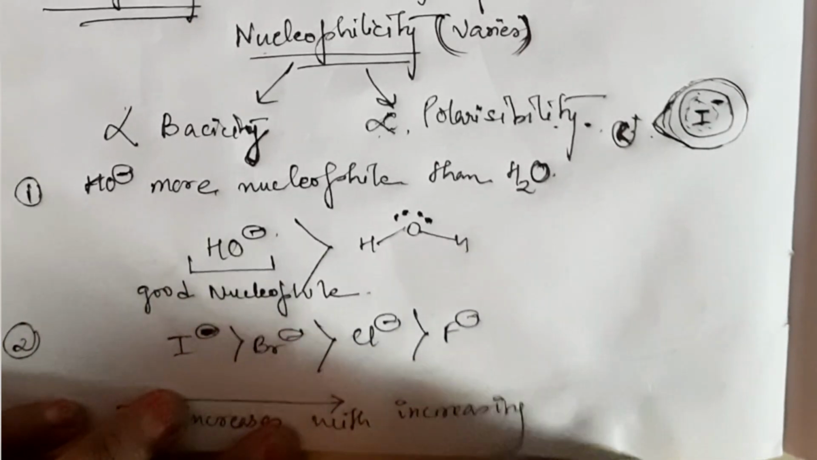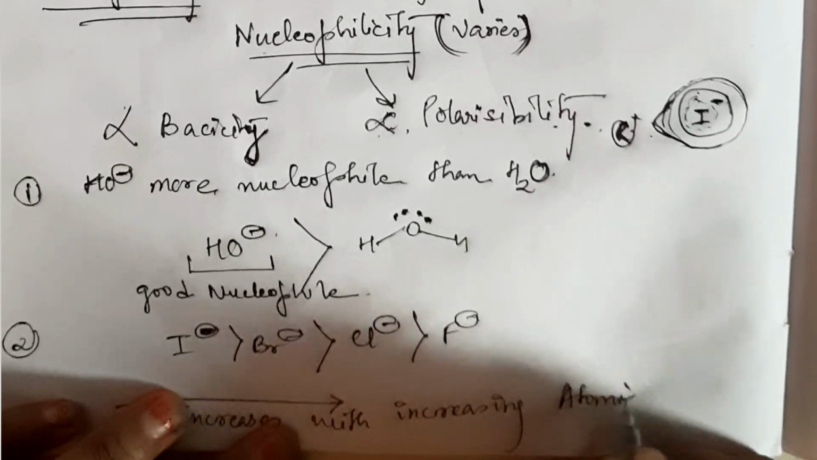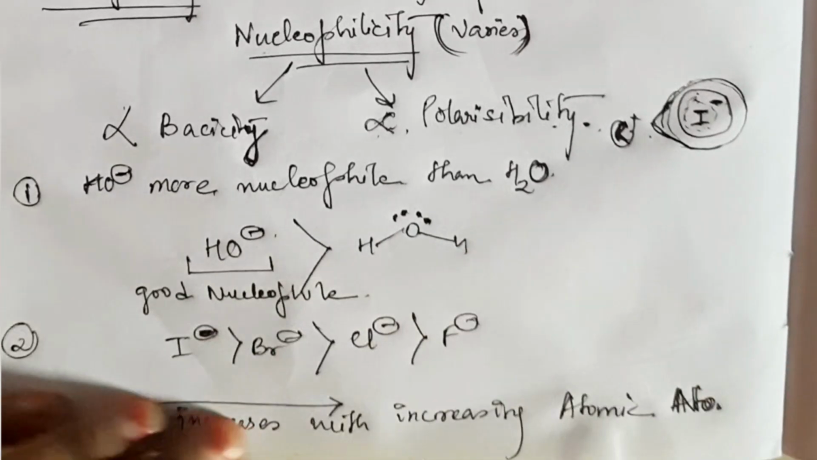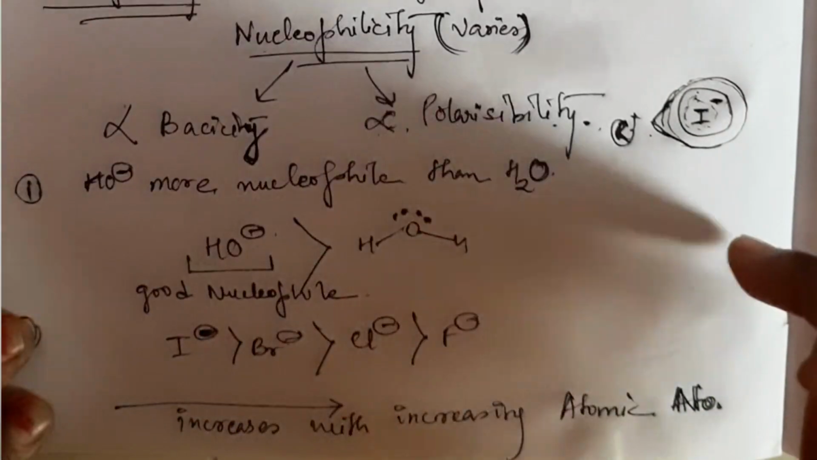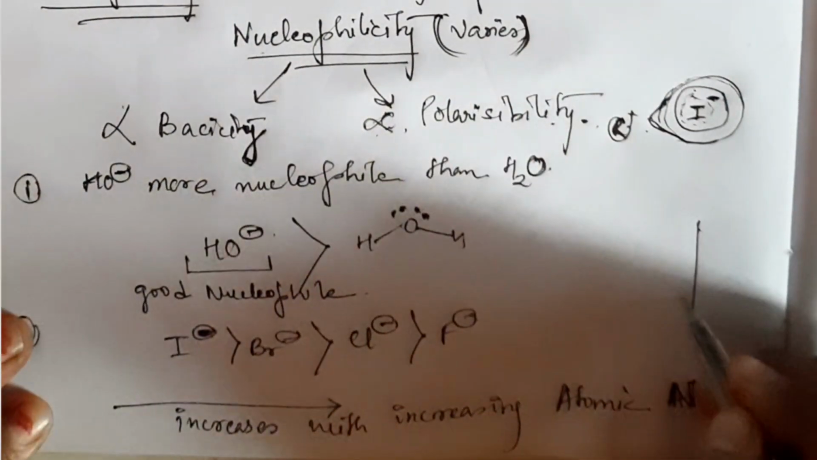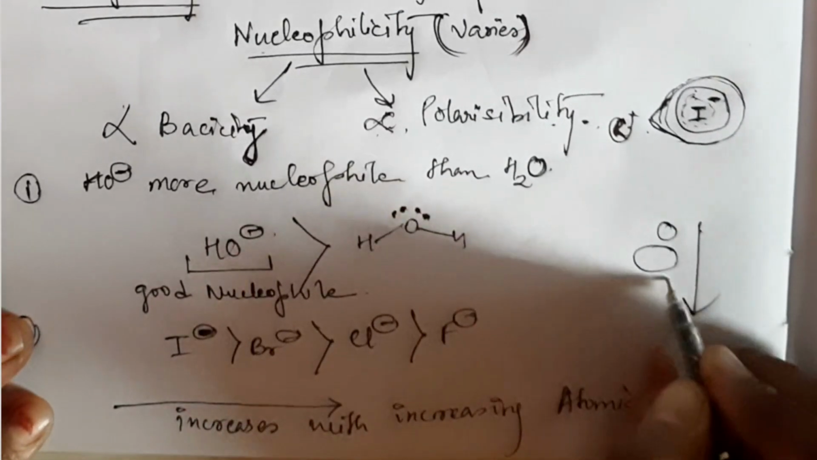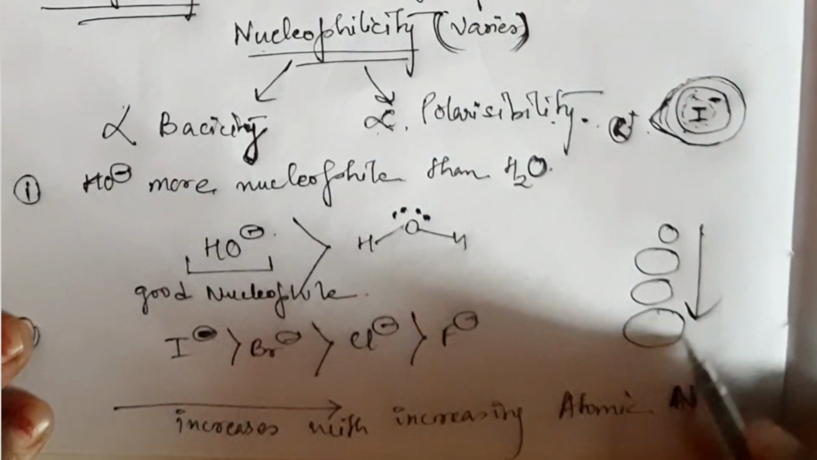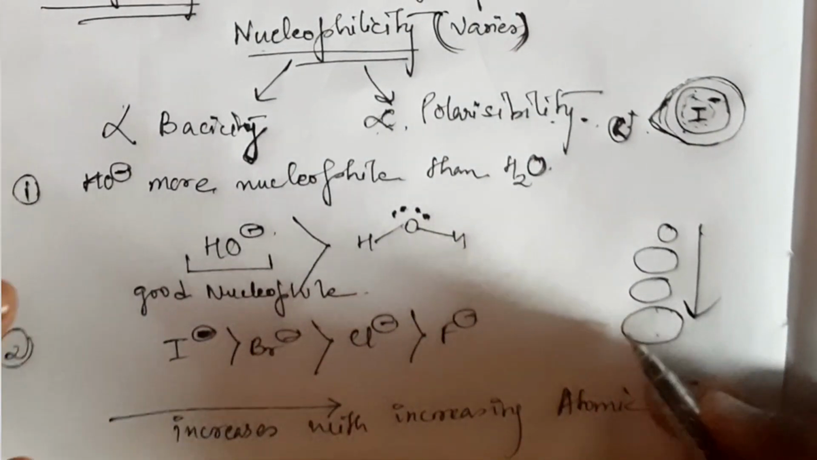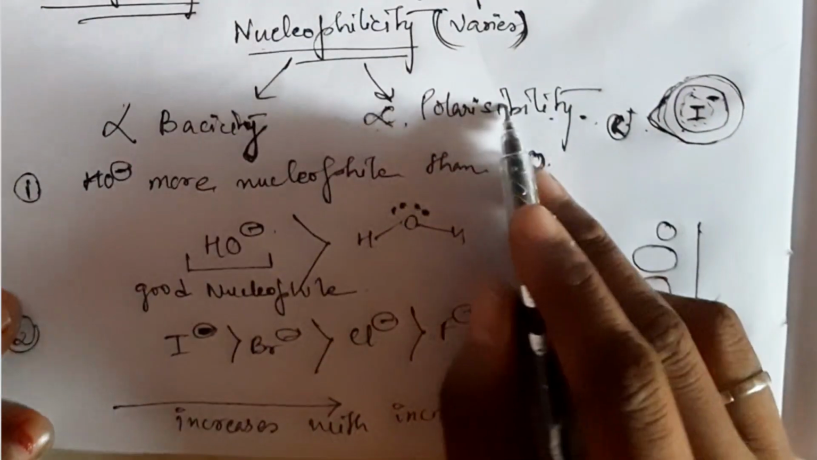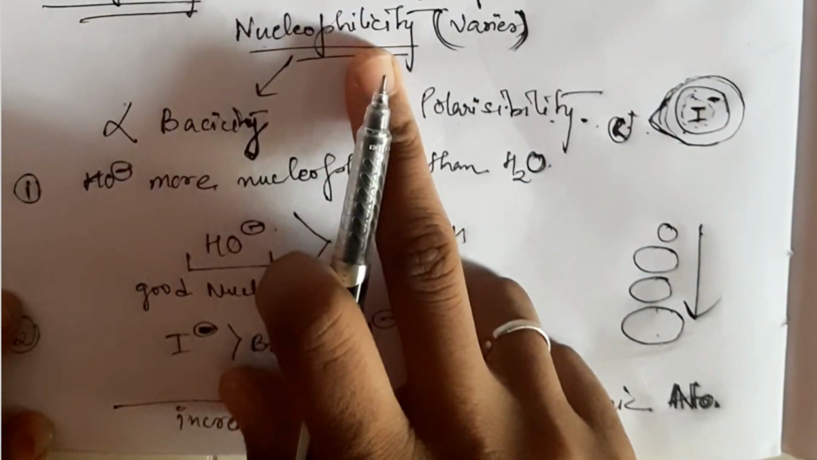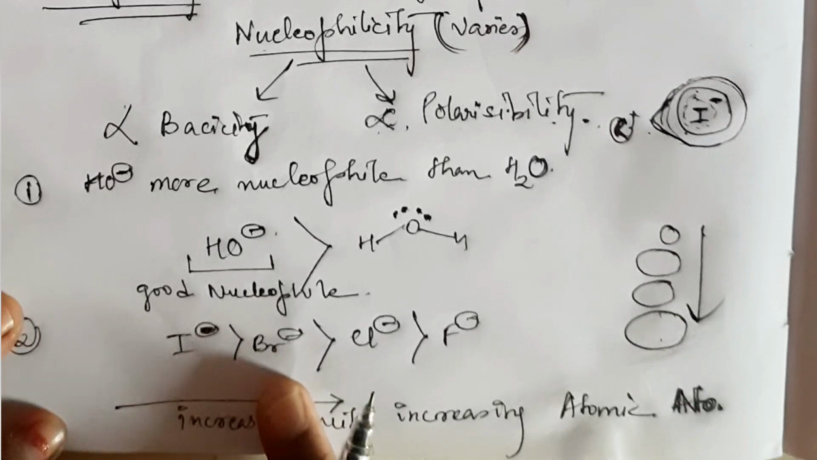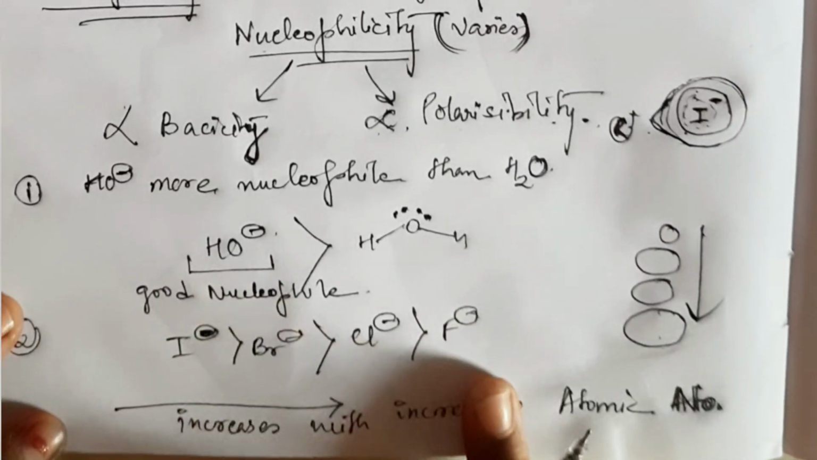Okay, increasing atomic number. Now see what happens: as the atomic number increases, the size of the ion increases as we go down the group, the radius keeps on increasing. The more the radius increases, the more the polarizability, because the electron is in the outermost shell, so it is highly polarizable. Hence polarizability is more, so nucleophilicity is also more, hence I minus is a better nucleophile than Br minus, then Cl minus, then F minus.